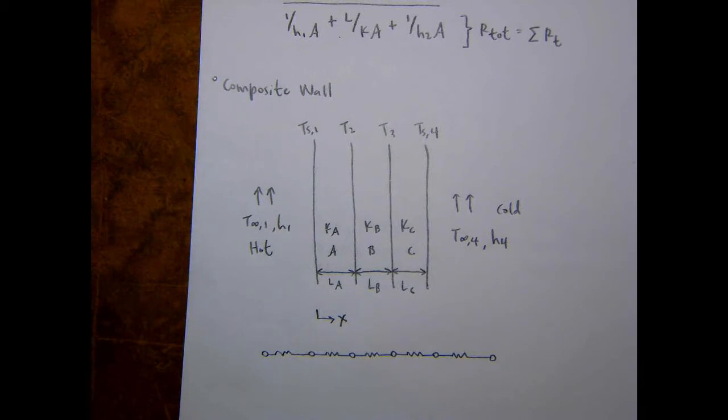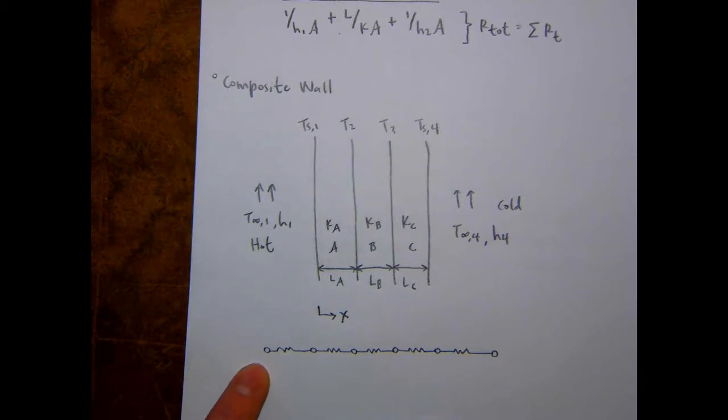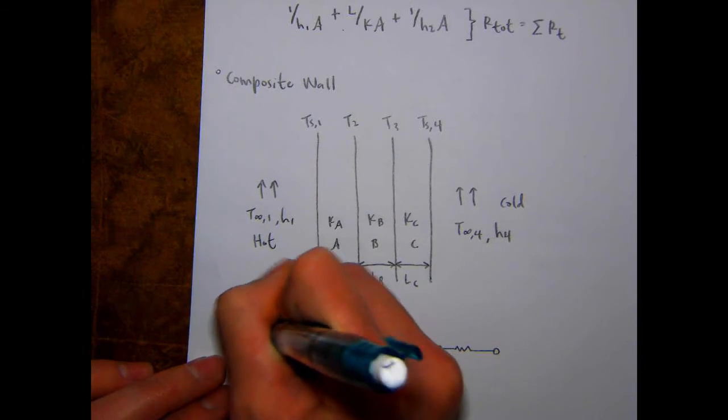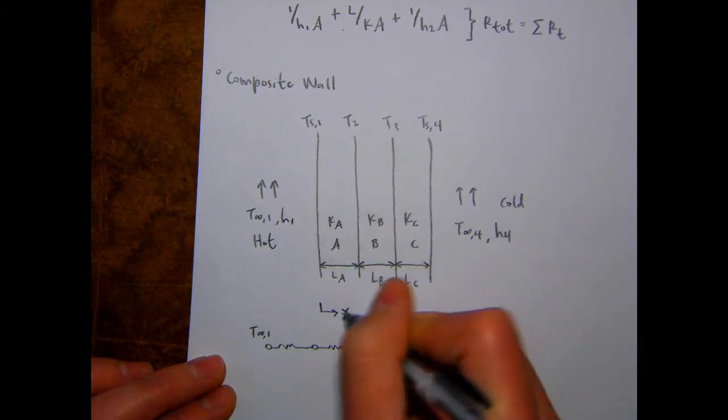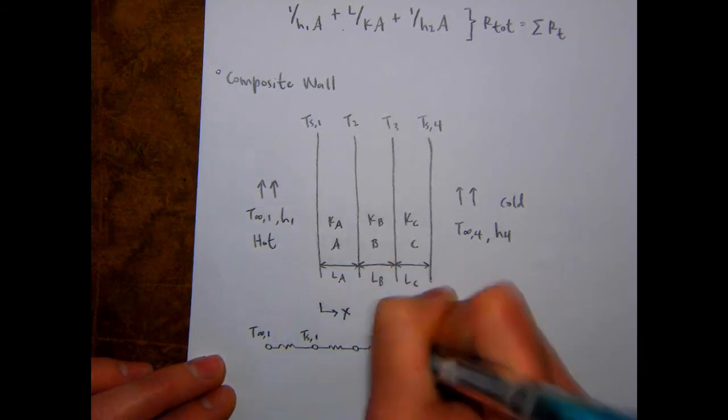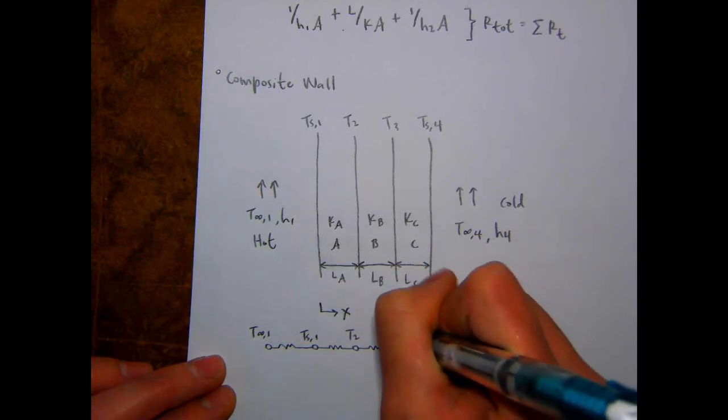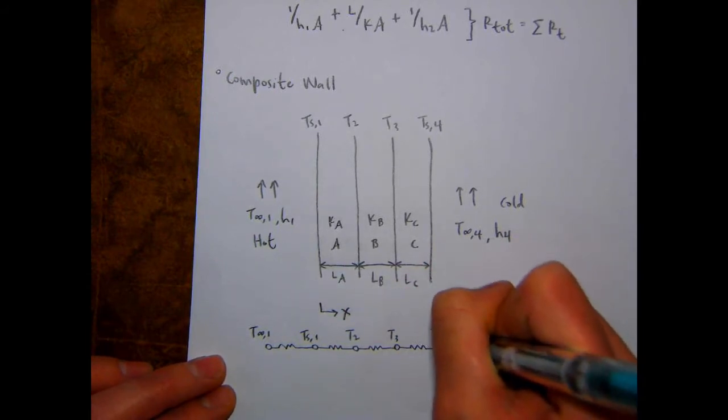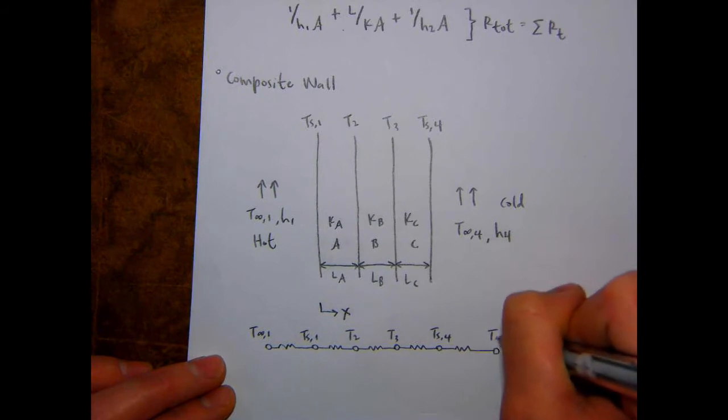So now each node corresponds to one of the temperatures. So T infinity 1, TS1, T2, T3, TS4, and T infinity 4.